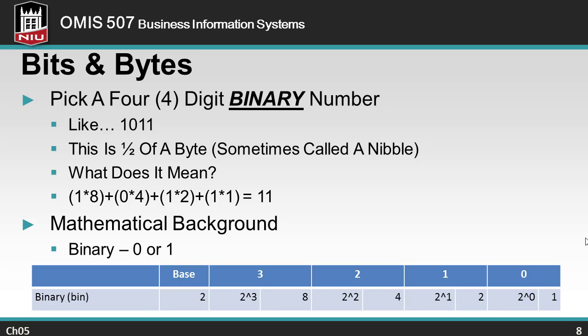The first digit 1 is multiplied by 2 to the third power, or 8. The next digit 0 is multiplied by 2 to the second power, or 4. The third digit 1 is multiplied by 2 to the first power, or 2. And the last digit 1 is multiplied by 2 to the 0 power, or 1. We add up the results and see that 1011 in binary is equivalent to 11 in decimal.